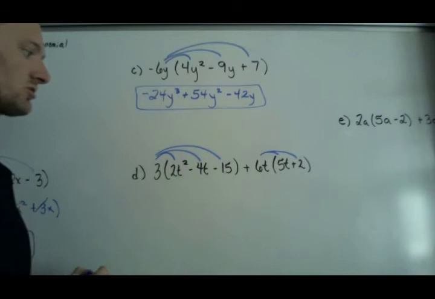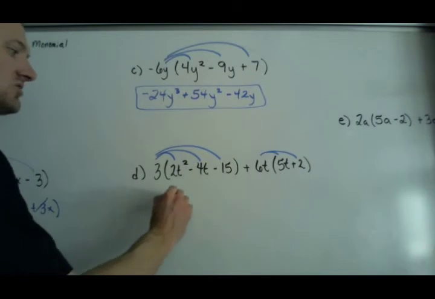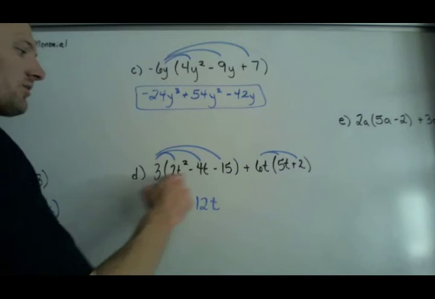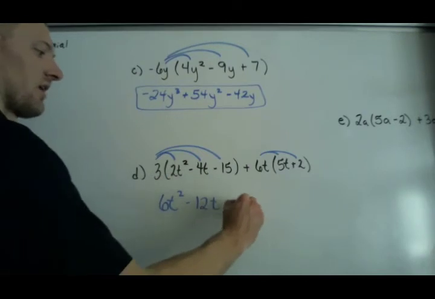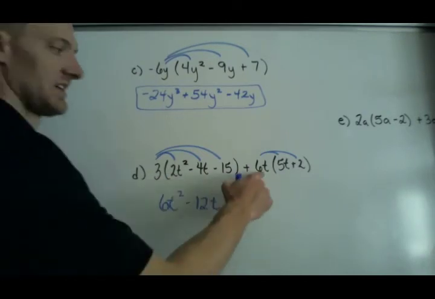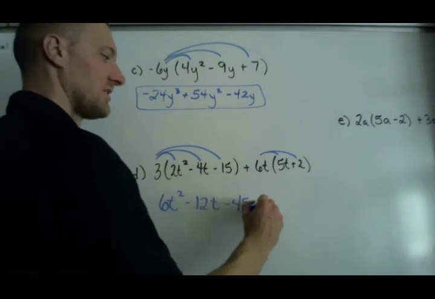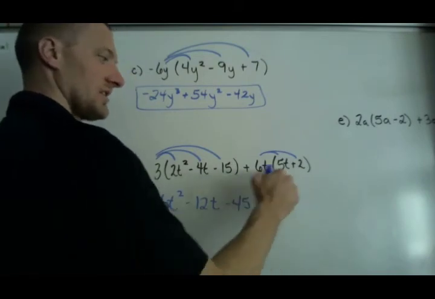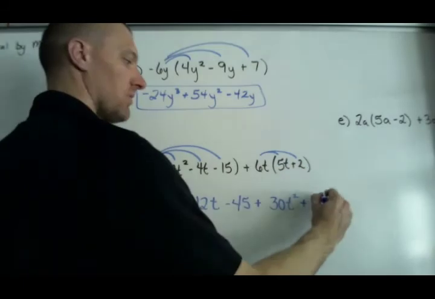We distribute those through. You've got a 6t squared. 3 times a negative 4 is a negative 12t. 3 times a negative 15 is a negative 45. Now in this case, we distribute through a positive t, or sorry, 6t. So 6t times 5t, that's the 30. And then t times t is the t squared. And then 6t times 2 is 12t.